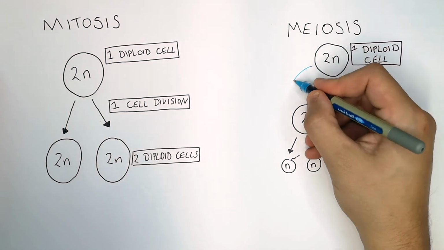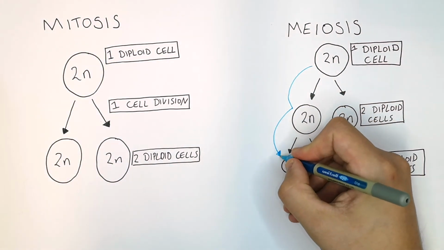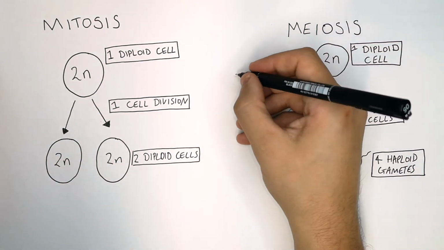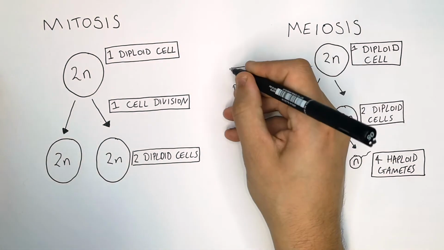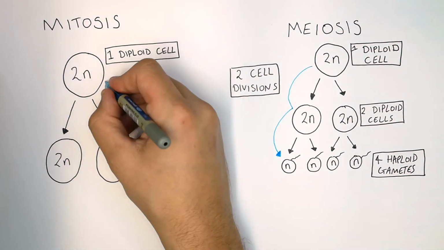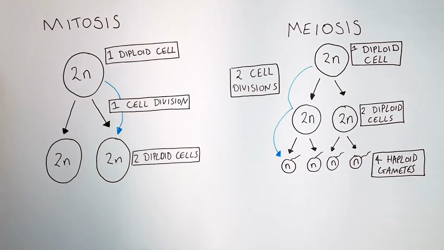So it divides once to begin with and then a second time. So there are going to be two cell divisions in meiosis, compared to one cell division in mitosis.